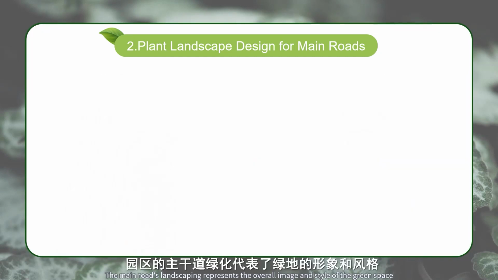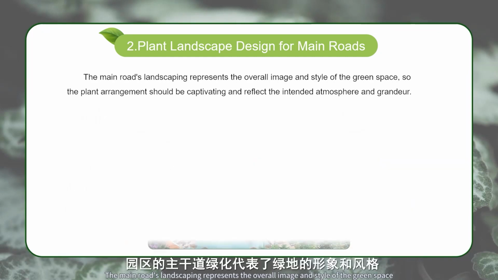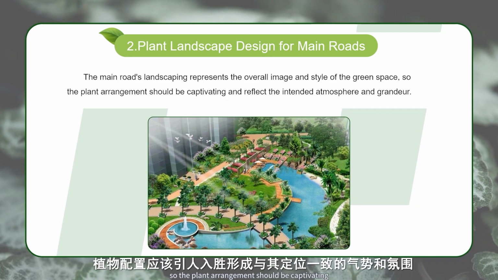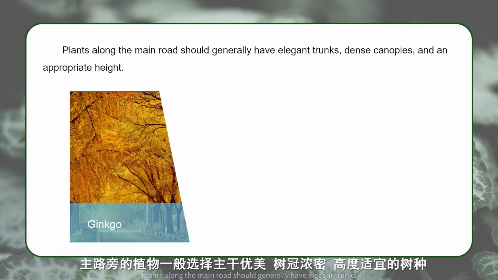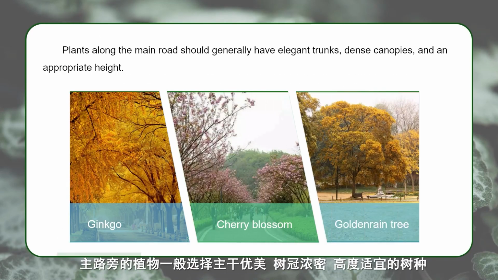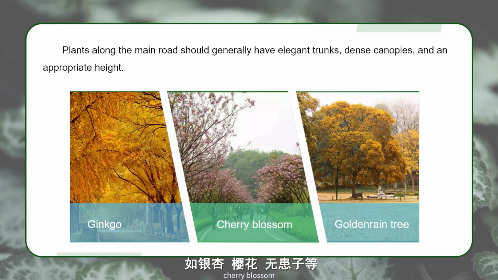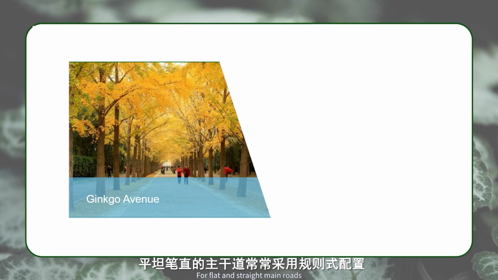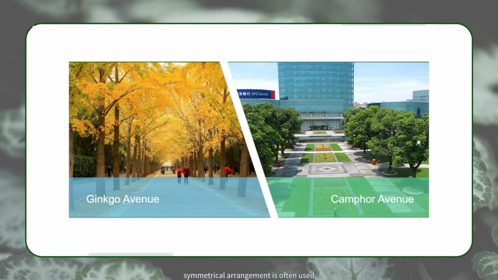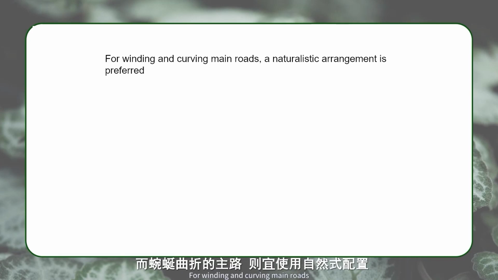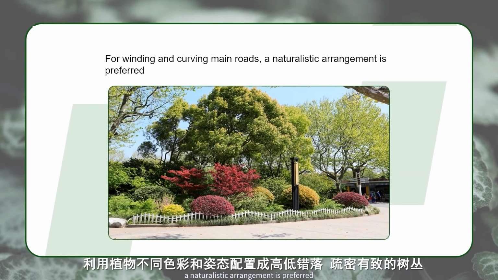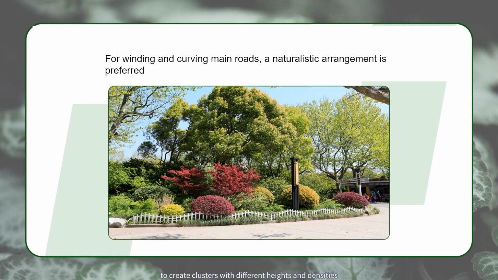The main road's landscaping represents the overall image and style of the green space, so the plant arrangement should be captivating and reflect the intended atmosphere and grandeur. Plants along the main road should generally have elegant trunks, dense canopies, and an appropriate height, with species like ginkgo, cherry blossom, and golden rain tree being good examples. For flat and straight main roads, a formal, symmetrical arrangement is often used. For winding and curving main roads, a naturalistic arrangement is preferred, using plants of varying colors and forms to create clusters with different heights and densities.